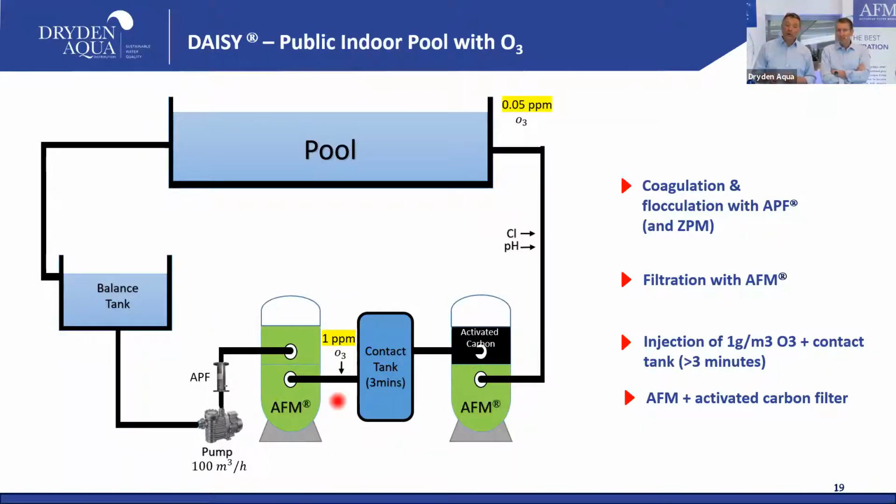You have to go into a contact reaction tank and let the ozone react for at least 3 minutes, and then you have to remove it with carbon. And here you need a higher layer of carbon. According to DIN, you need 60 centimeters. Switzerland also goes for 60 centimeters.